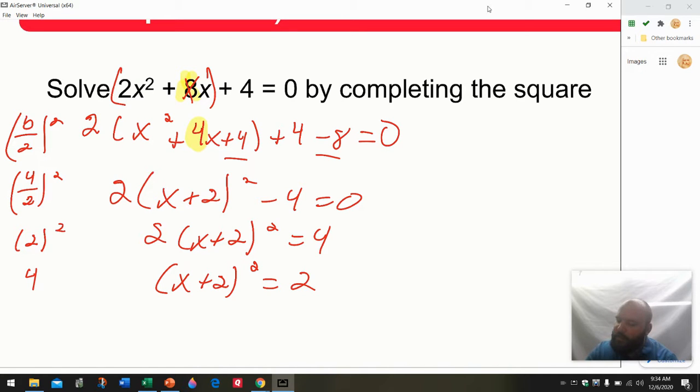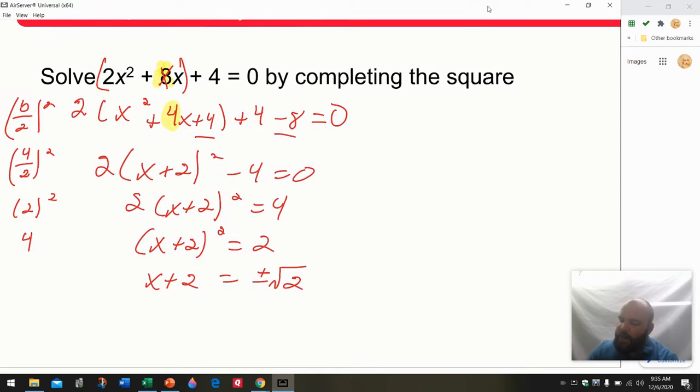Then you need to take the square root. In this case, we're just going to leave it as the square root of 2. And then the last step would be to subtract 2 from both sides, and you get x equals negative 2 plus or minus the square root of 2. And that's your final answer. There are 2 answers there. So as you can see, it's pretty much the same. The only extra bit is where you have to factor that 2 out, and then the number that you write here has to be the opposite product of 2 and the number you put in here.